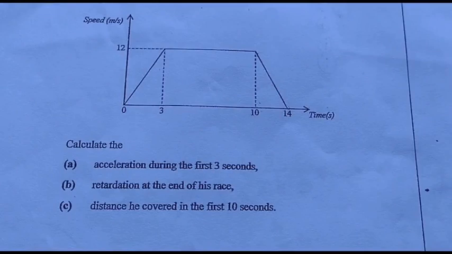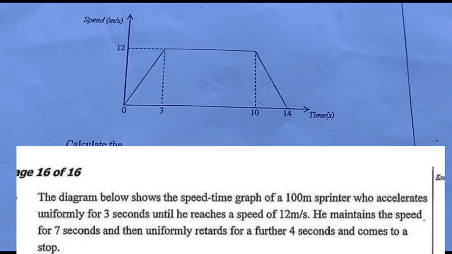So right here with me, I've got a question that came in 2017 Mathematics Paper 1 for external candidates. The question reads: the diagram below shows the speed-time graph of a 100-meter sprinter who accelerates uniformly for 3 seconds until he reaches a speed of 12 meters per second. So here we have the speed-time graph, which is showing a 100-meter sprinter who accelerates uniformly for 3 seconds.